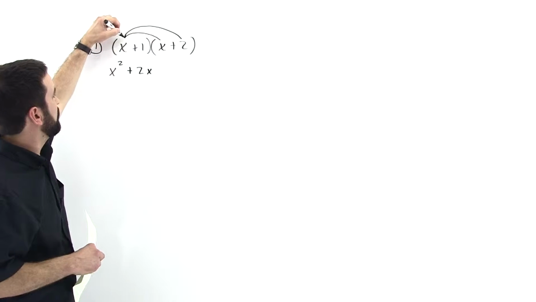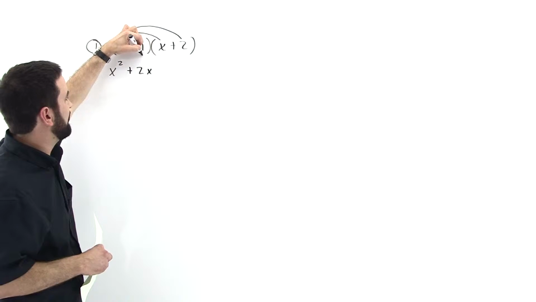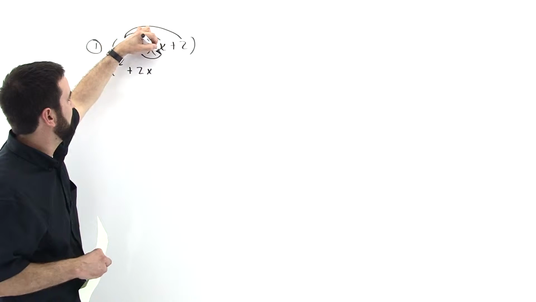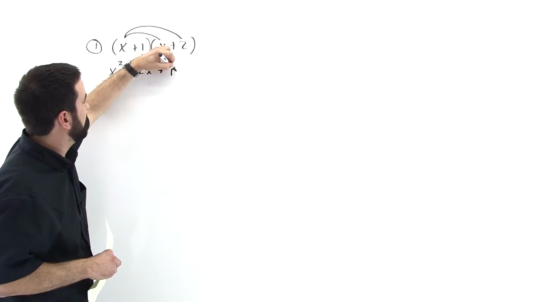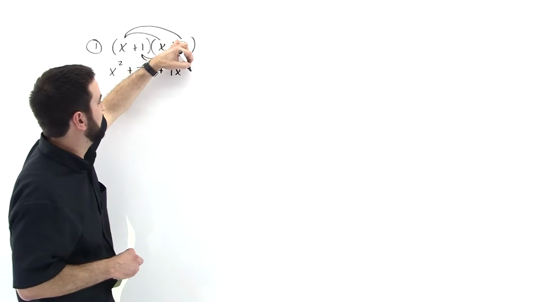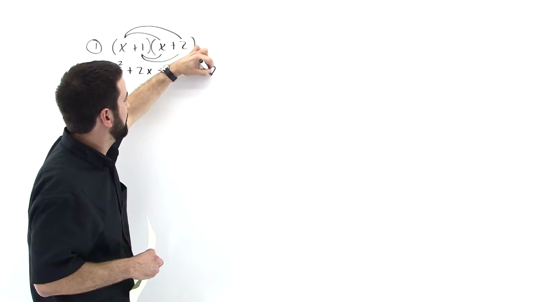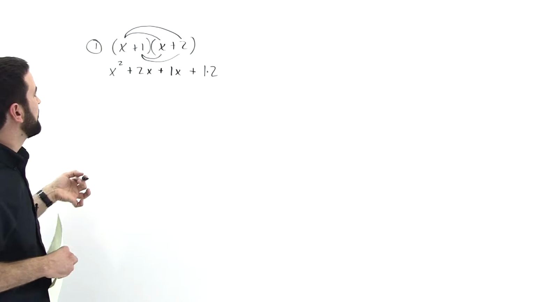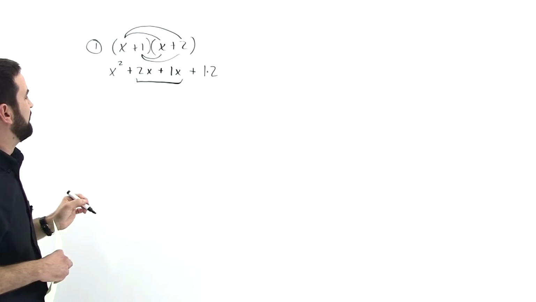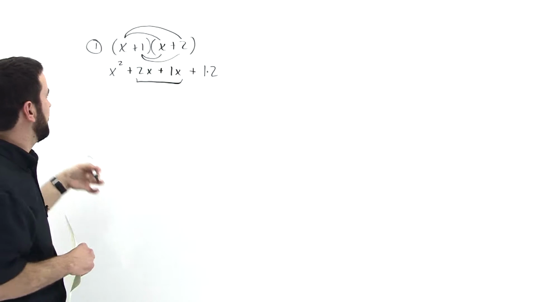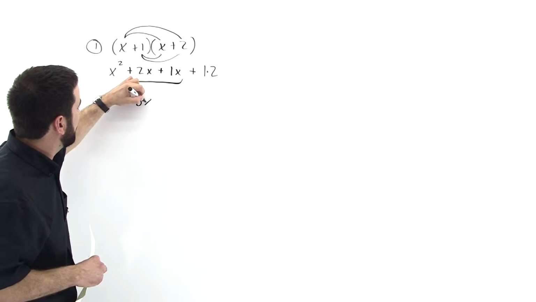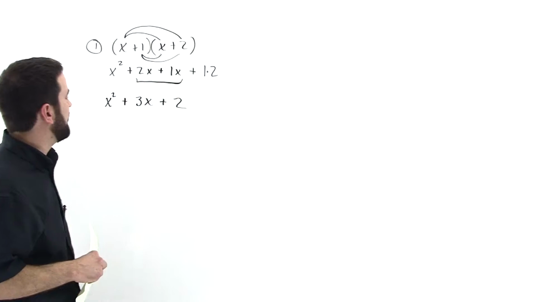Then once we've done this first entry, we go to the second entry. What I like to do is just come underneath and we multiply this times this, so plus 1x, and then this times this, so plus 1 times 2, which is just 2. Then we can collect like terms because these are like terms, that is, they are of like power, right? So we have x squared plus 3x plus 2, right?